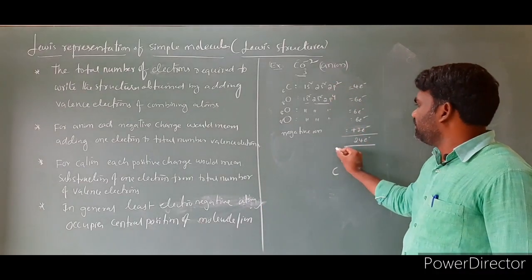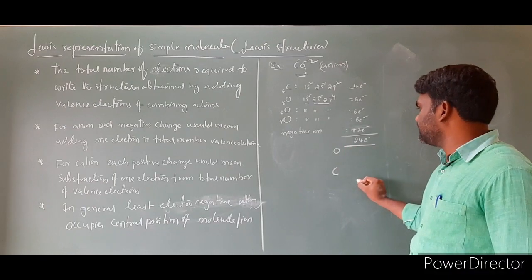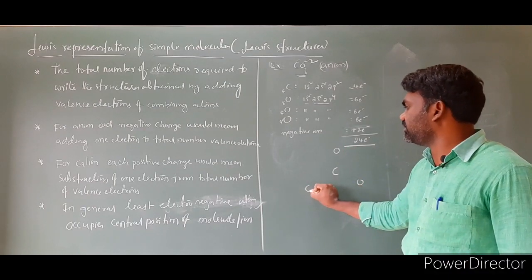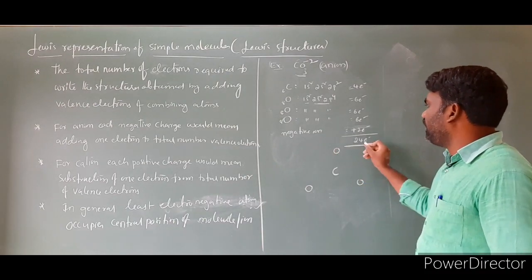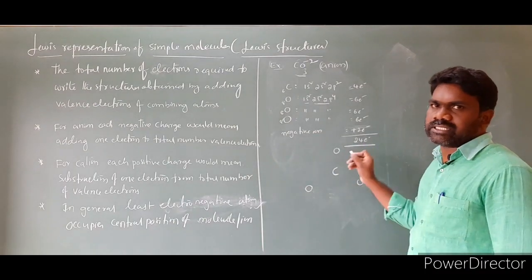Now 3 oxygens are there. So this is the first oxygen, this is the second oxygen, and this is the third oxygen. 3 oxygens I took. Clear? So after this we have to distribute 24 electrons to the 4 atoms. So each atom must get 8.